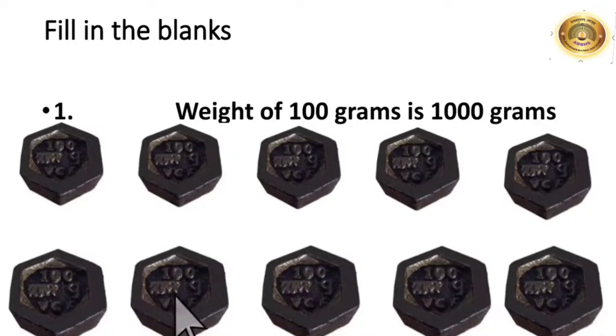6, 7, 8, 9 and 10. 10 weights of 100 grams. Can you see it is a weight of 100 grams? So 10 weights of 100 grams is equal to 1000 grams. This is the right answer: 10 weights of 100 grams is 1000 grams.